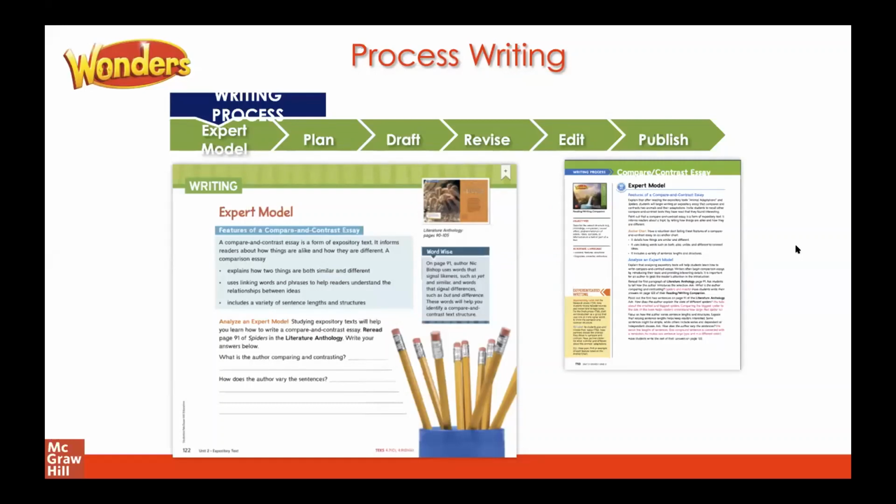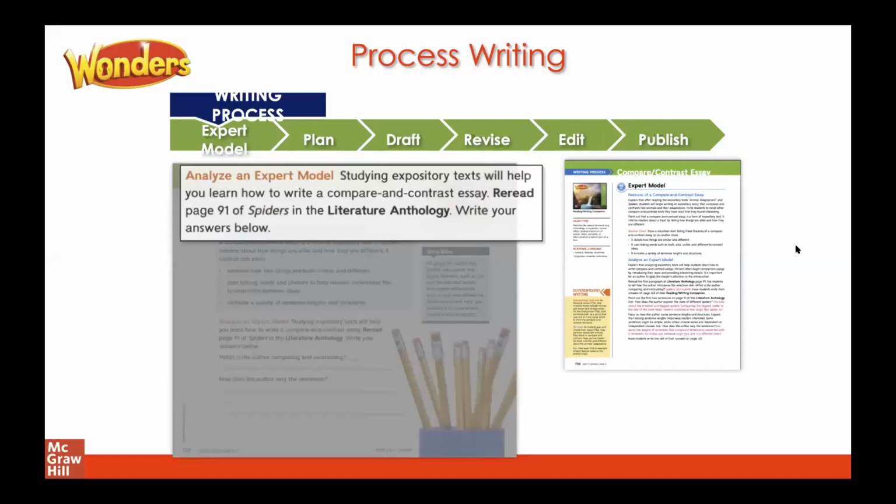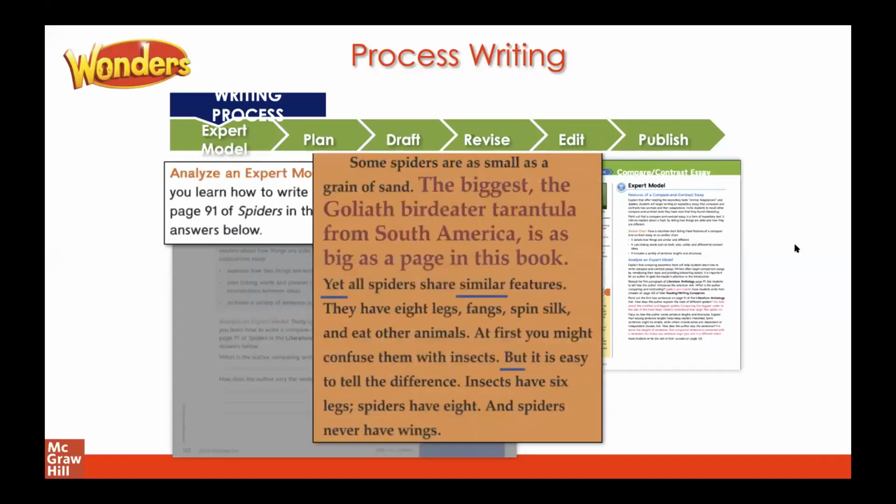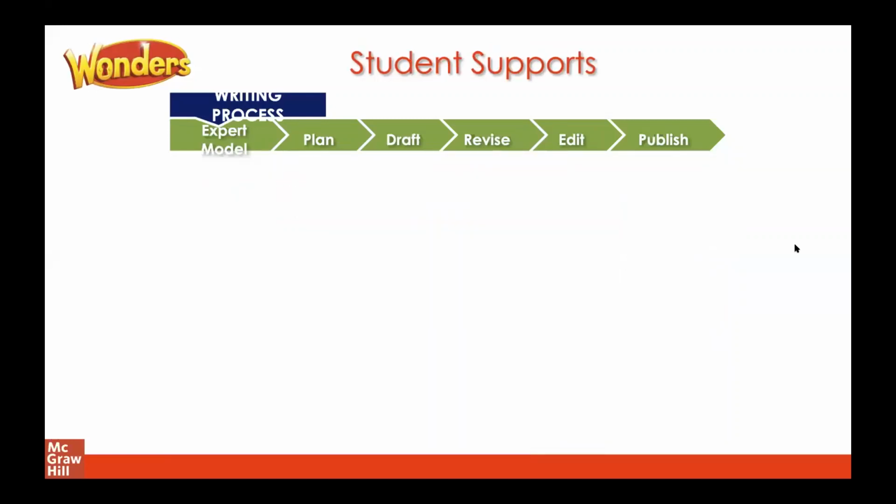Notice that we're referring to that literature anthology selection of spiders. And so we're really going to be taking students through the features and then analyzing that expert model that they're already familiar with, because we've been covering that during our reading portion of our literacy block. We're going to be asking students questions and doing some analysis of this text as it pertains to their writing at this time. So we're going to see specific sections of the text that students will be rereading and then answering questions about those components and elements.